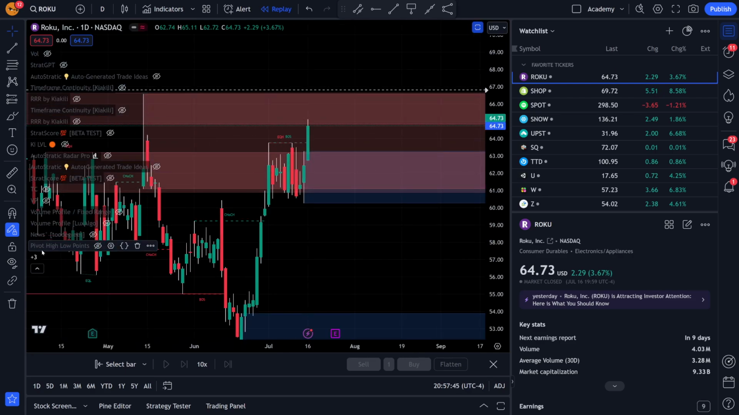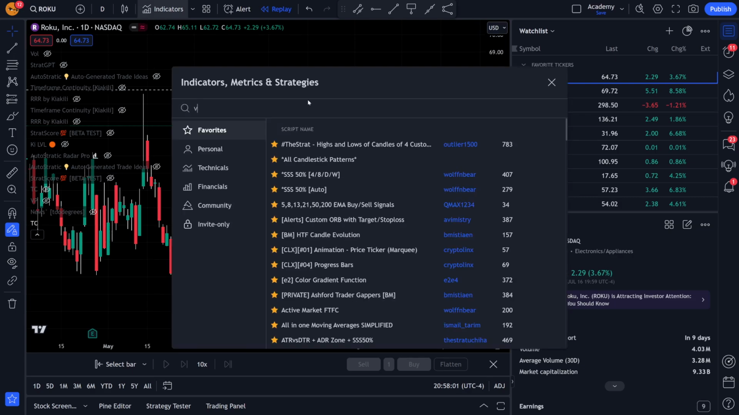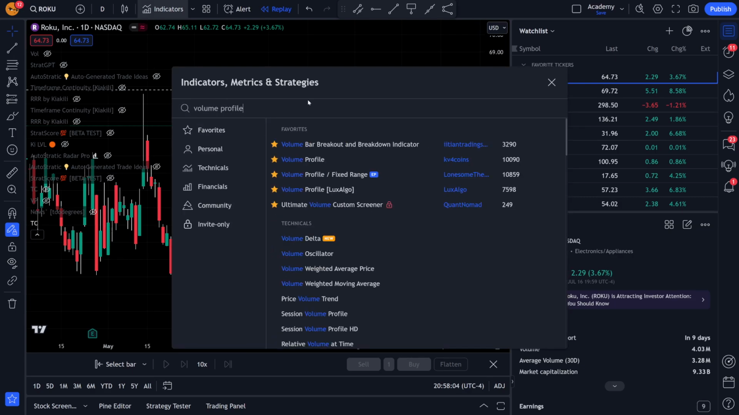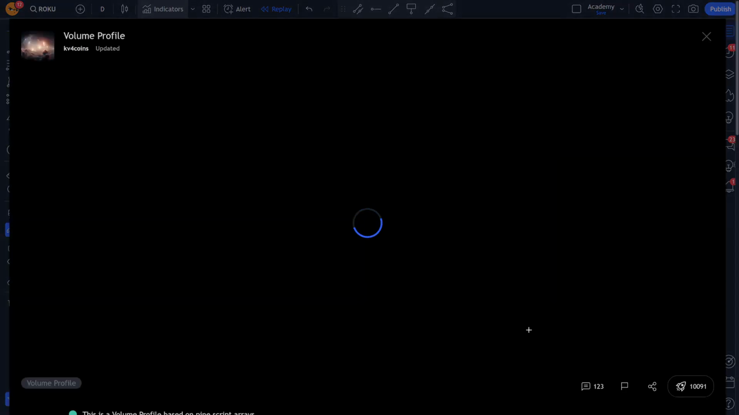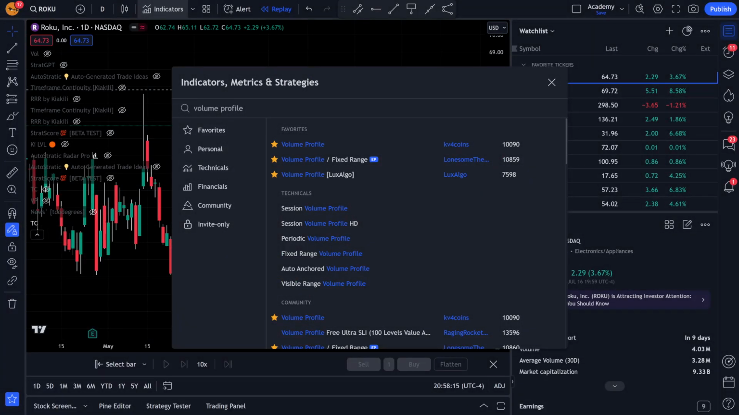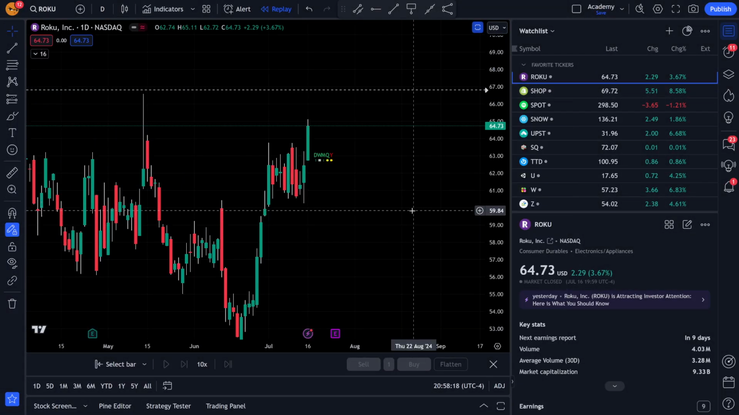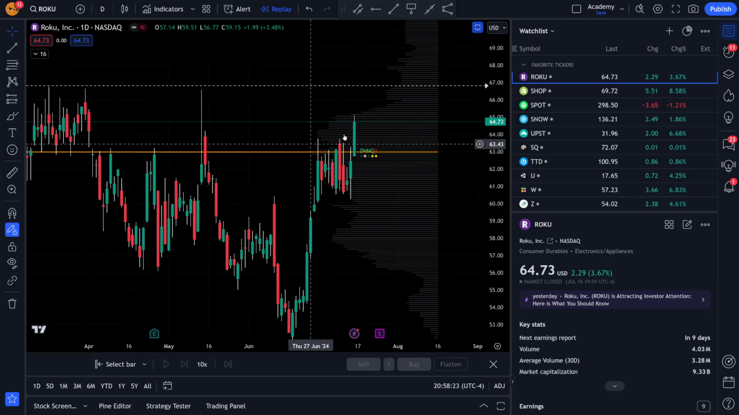So what I'm going to do is take these indicators off again. The one I like the most, if you search volume profile, is by KV for coins. Okay. And so if I put this on here, right?